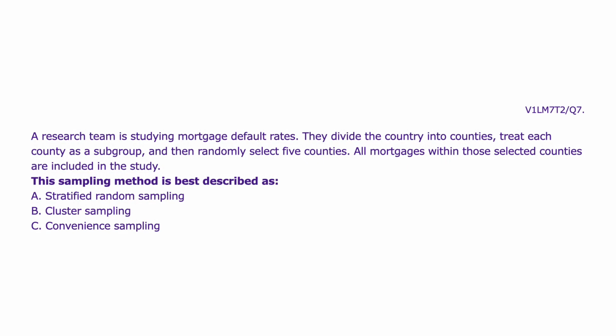A research team is studying mortgage default rates. They divide the country into counties, treat each county as a subgroup, and then randomly select 5 counties. All mortgages within those selected counties are included in the study. This sampling method is best described as: A. stratified random sampling, B. cluster sampling, C. convenience sampling.